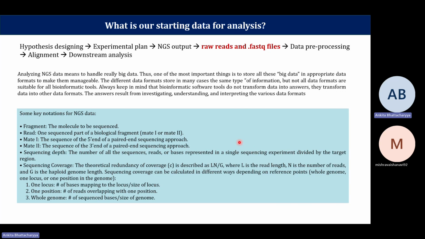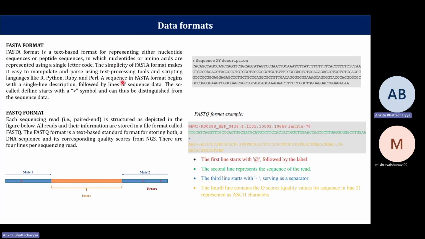And we understood some key terminologies like fragment, read, mates, sequencing depth, the coverage of your sequencing results or of your sequencing machine. Then we moved on to data formats like FASTA format, the most common one, which most of us know, which is the text-based format for nucleotides as well as for protein sequences. And then we distinguished it with FASTQ format, which is what you get as the output of your sequencing project.